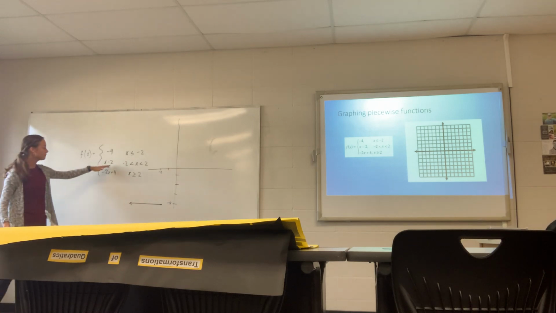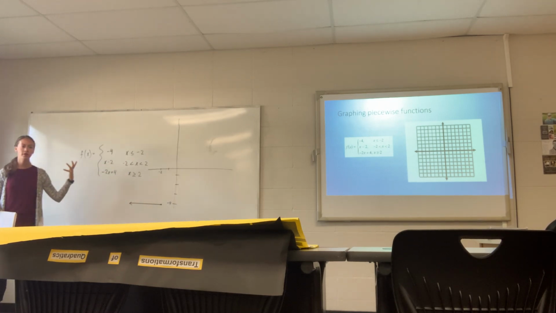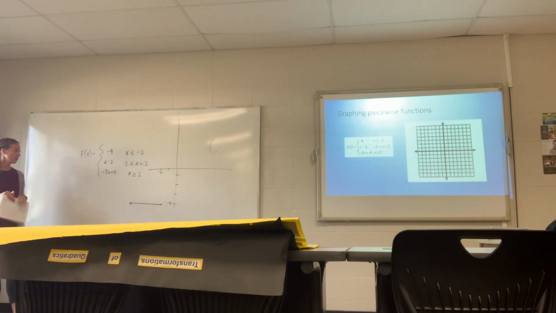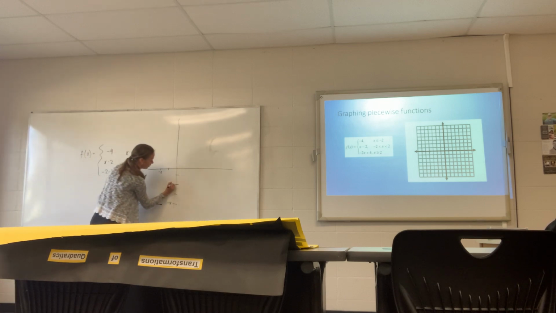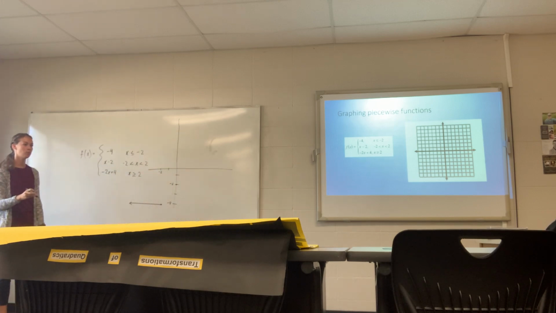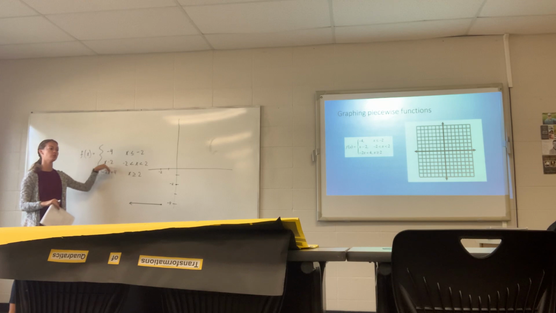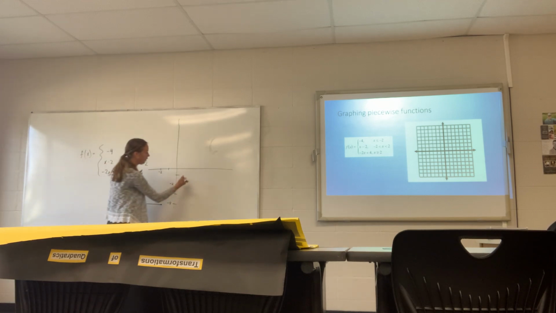So I'm doing x minus 2. How would I graph something like this? Paige, where do you think my y-intercept is? -2. So I can go ahead and plot a point right there. And then, Paige, what's my slope? So if I just have x minus 2, so my slope on my x would be 1. Yeah, just 1. So I can go ahead and I can graph this.